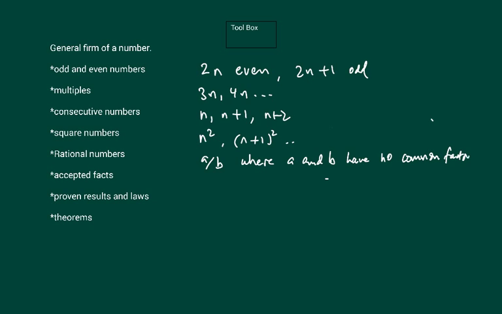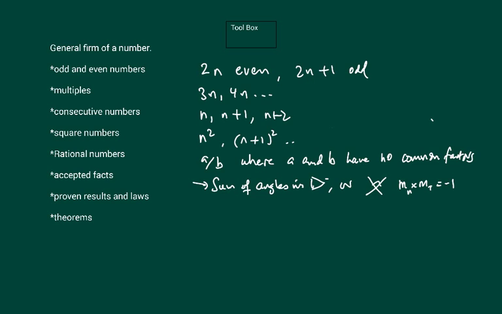common factors. We will also have accepted facts, and these are things like the sum of angles in a triangle, and perpendicular lines have gradients of m and minus 1 over m. So I'll just put things like sum of angles in a triangle, or our gradient, let's put that down as gradient of normal times gradient of tangent equals minus 1, something like that.